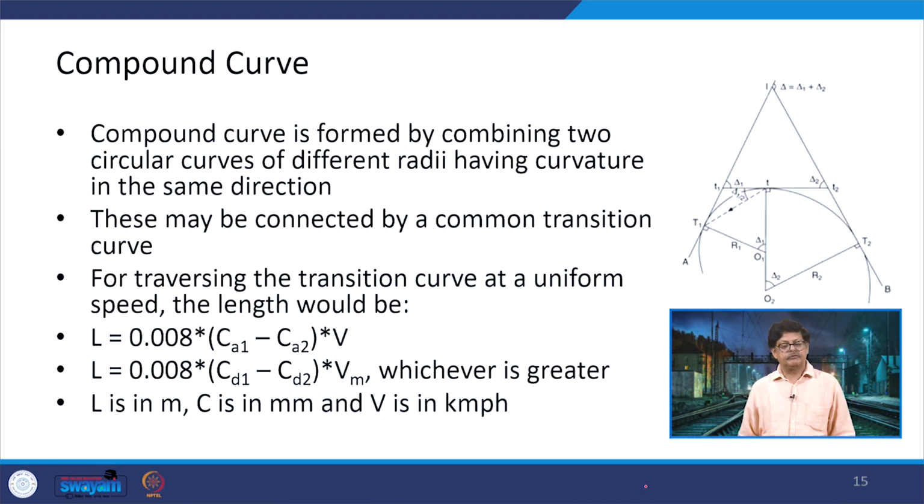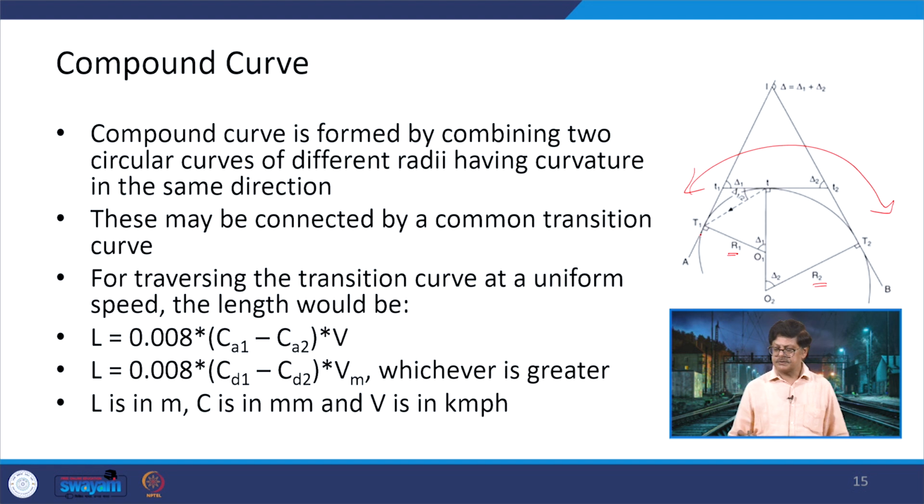Now, one another type of curve is a compound curve. Now, in the case of a compound curve, if you see here on the diagram, there is a curve with a radius r1, there is another curve with a radius r2. The curvature is going in the same direction. So, when the curvature is in the same direction and there are two curves which are meeting each other, but having different radius, then this type of an arrangement is defined as a compound curve.